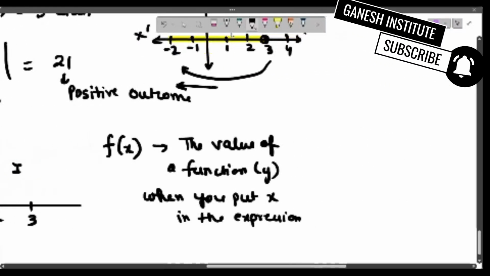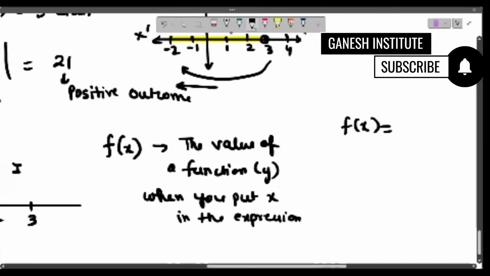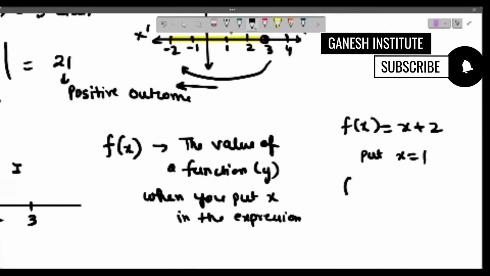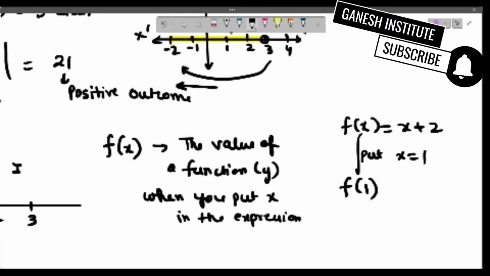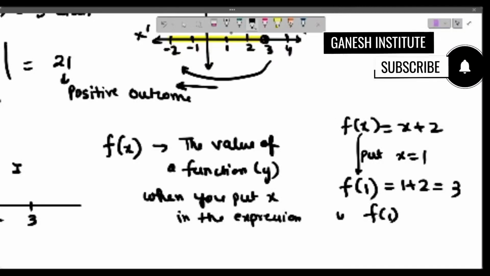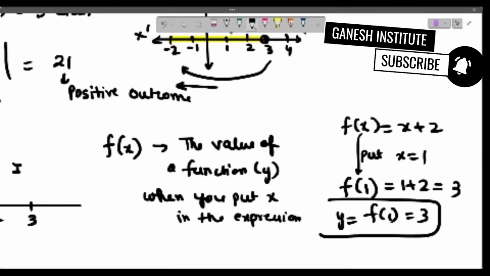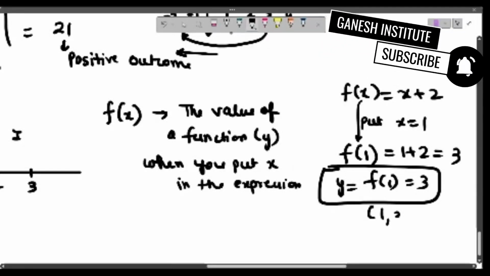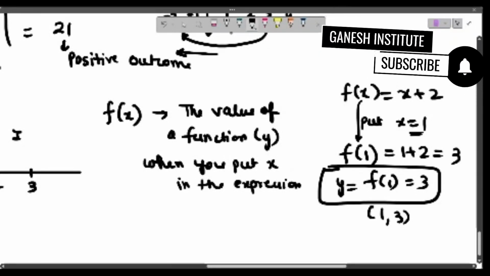So that means, let's say I'm saying f(x) equals x plus 2 and you say x is 1. I'll put in place of x, 1, and simply by substituting I'll get the value for y. So my coordinate from here is (1, 3), because x is 1 and y is 3.